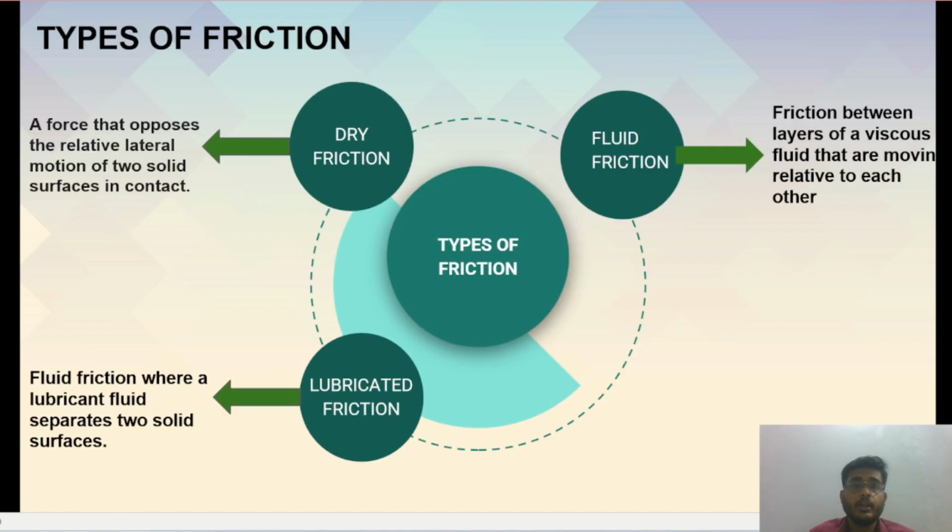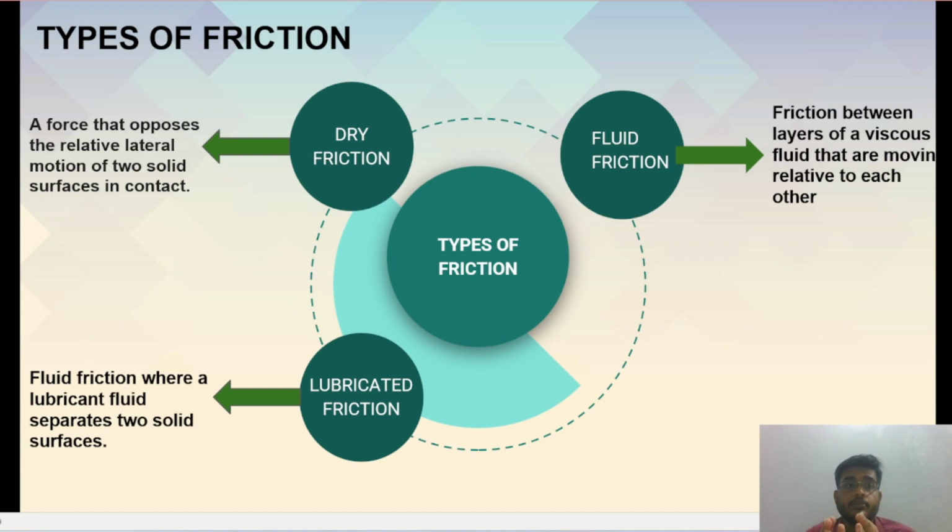Now there are 3 types of friction. First is dry friction, second is fluid friction, and third is lubricated friction. These are the 3 main frictions which are taught in mechanical engineering. We are going to focus on fluid friction, but still I would like to give a small explanation about dry friction and lubricated friction.